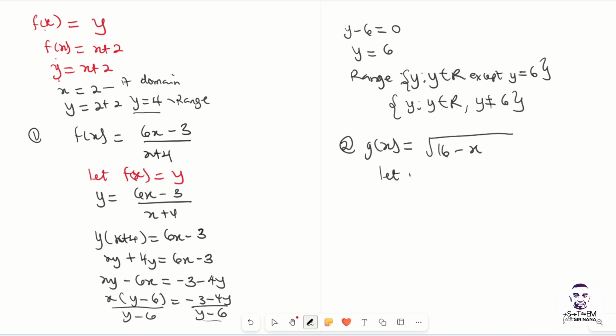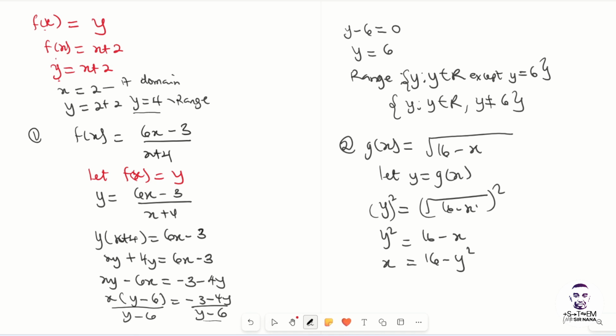So we can say that let y be equal to g of x. And then it means that y will be equal to square root of 16 minus x. And then we are going to make x the subject. So in making x the subject, we can square both sides. So we square this side, we square that side. So we have y squared to be equal to 16 minus x. So we are making x the subject. So it implies that x, when we move it across, becomes equal to 16 minus y squared.